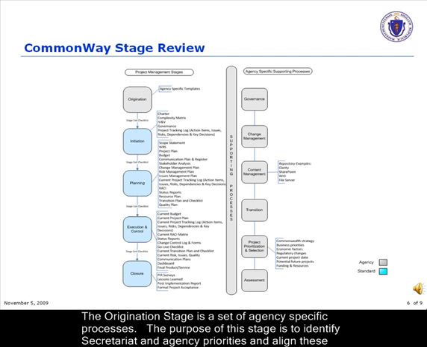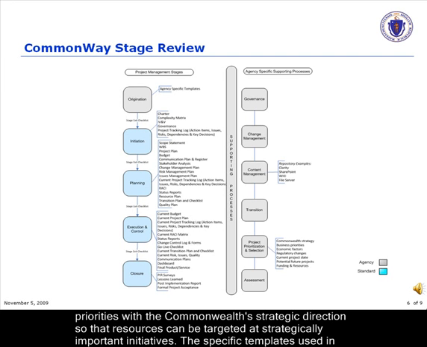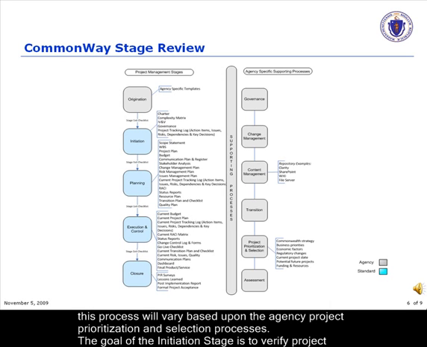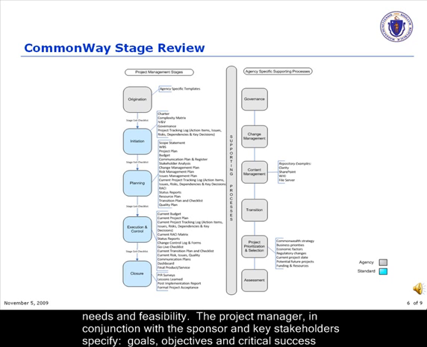The origination stage is a set of agency-specific processes. The purpose of this stage is to identify Secretariat and agency priorities and align these priorities with the Commonwealth's strategic direction so that resources can be targeted at strategically important initiatives. The specific templates used in this process will vary based upon the agency project prioritization and selection processes. The goal of the initiation stage is to verify project needs and feasibility.